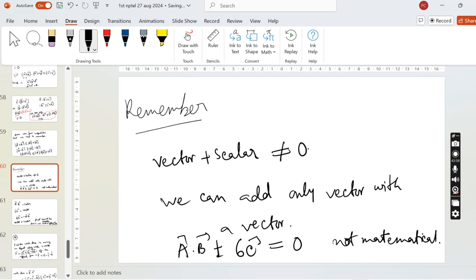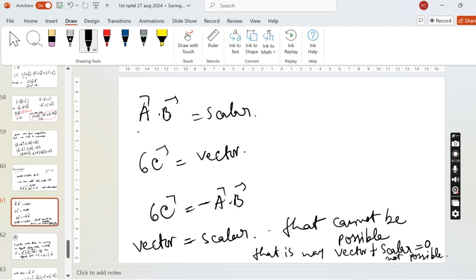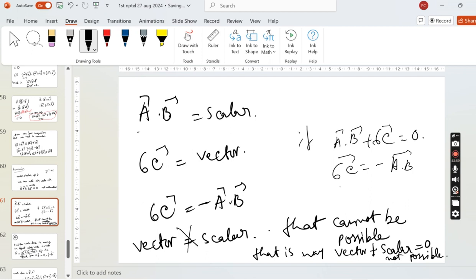We cannot add a vector with a scalar. If we add, it will not give 0. How can we add a vector, which has a direction, with a scalar 6? Here is an example: A dot B plus 6C is equal to 0. Is it mathematically legal or illegal, valid or invalid? A dot B, the dot product of two vectors, will give us a scalar, and 6C is a vector. So if A dot B plus 6C is 0, that means 6C is equal to minus A dot B. So that means a vector is equal to a scalar. That cannot be possible. So a vector plus a scalar cannot be 0.